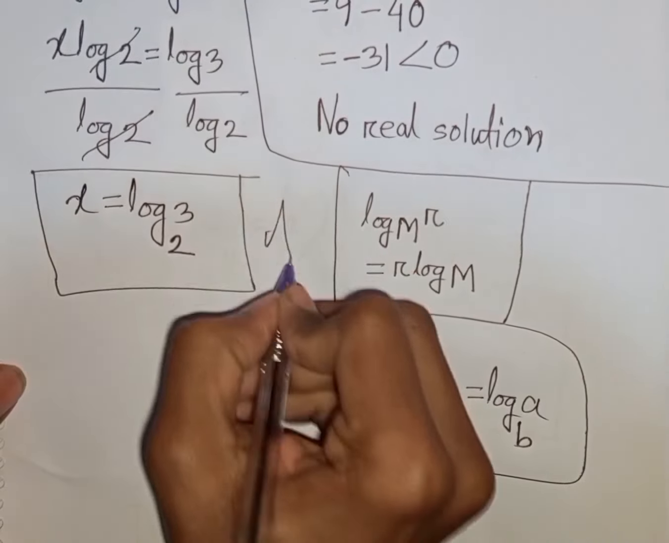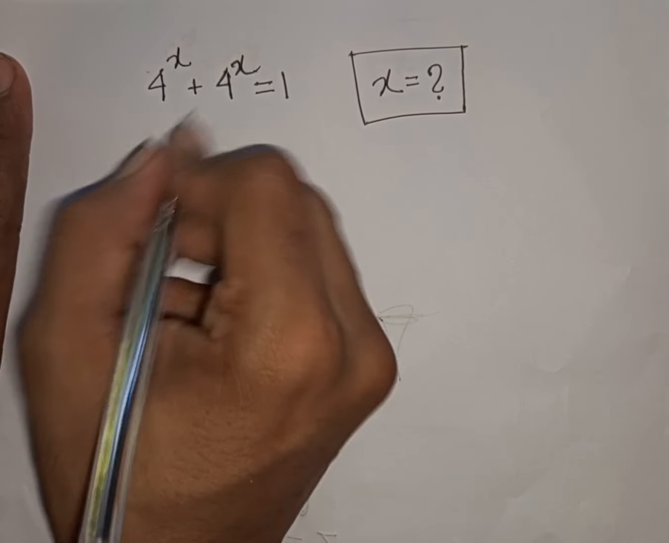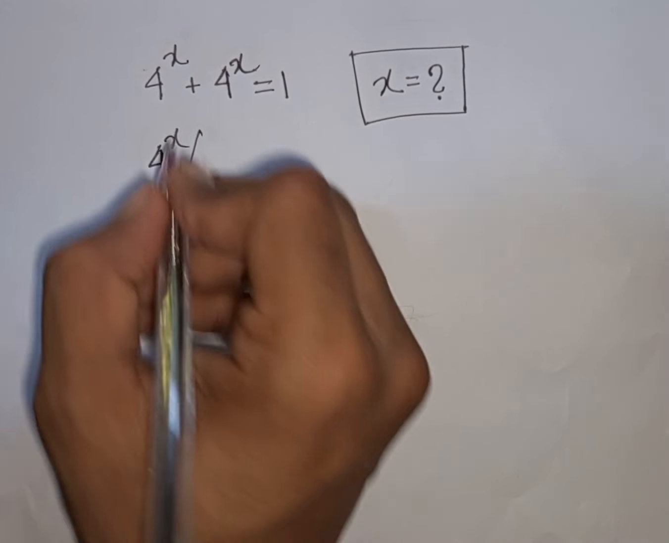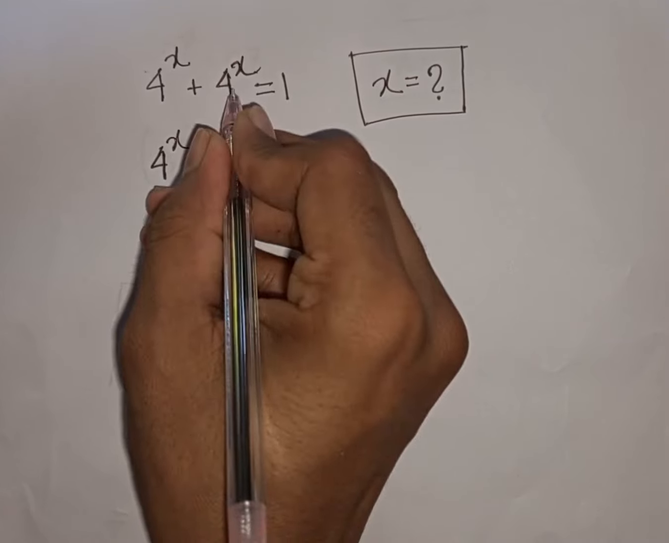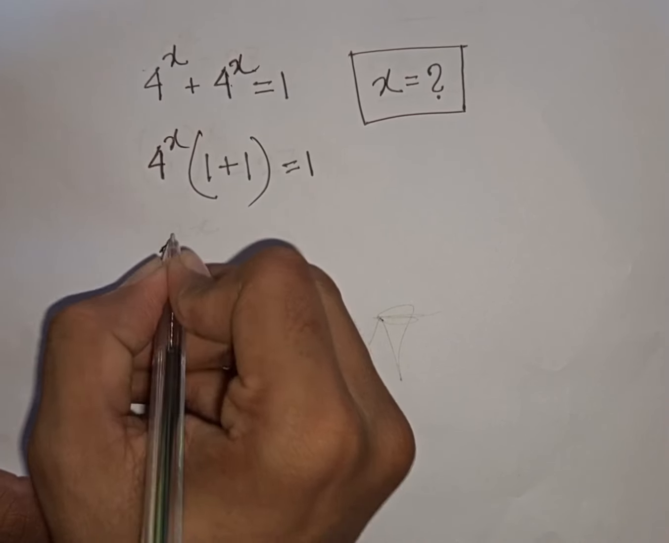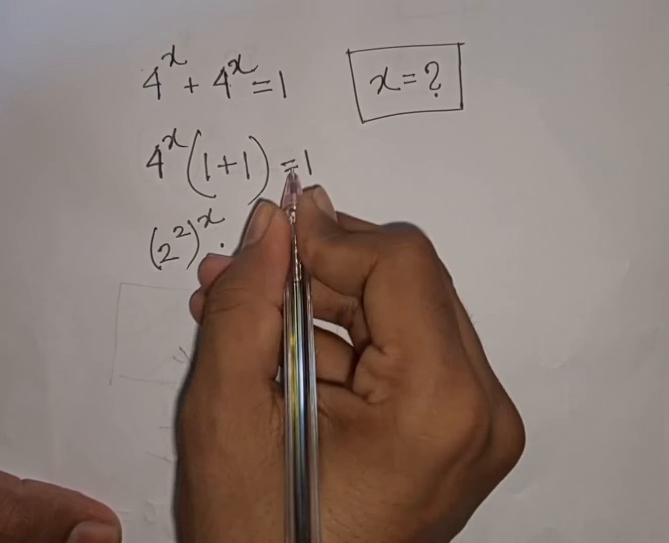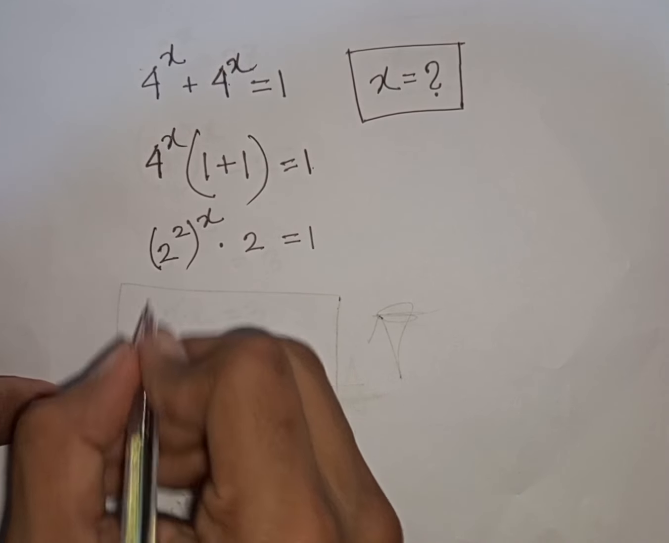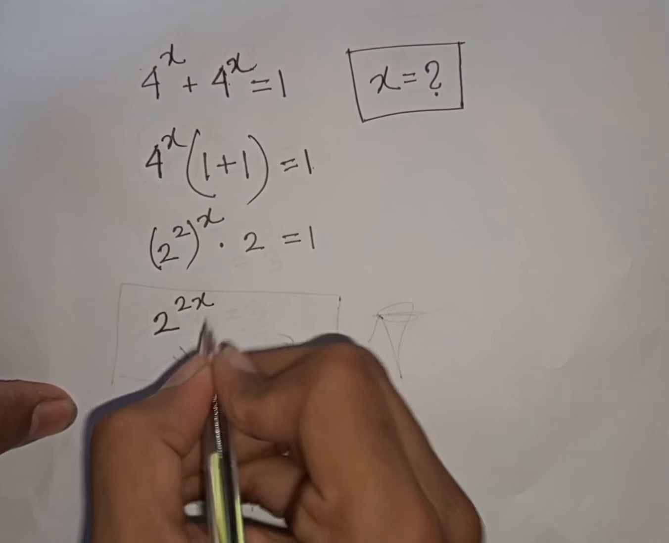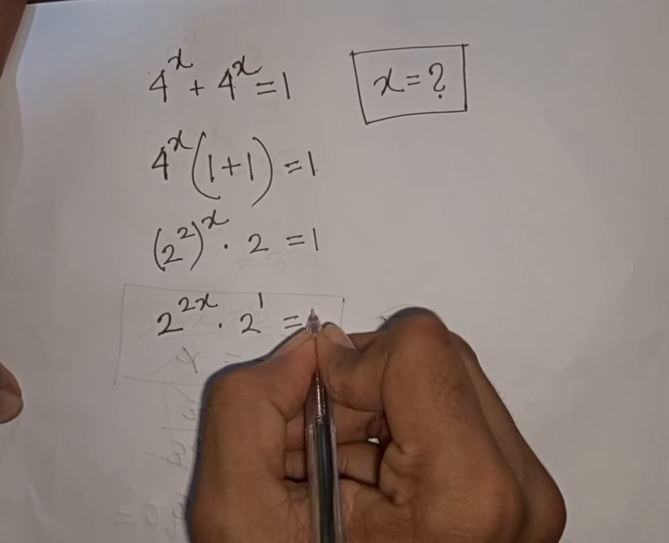So this is the value of x. Now, how to solve 4 power x plus 4 power x is equal to 1. Find the value of x. So at first we take common 4 power x. So 4 power x is out of the bracket. So this divided by this, that means 1, plus this divided by this, that means 1, then bracket close, is equal to 1. Now 4 power x can be written as 2 power 2, then bracket power of x, times 1 plus 1, that means 2, is equal to 1. Now 2 power of 2 times x, that means it will be 2 power 2x, then times this 2 is the same as 2 power 1, is equal to 1.